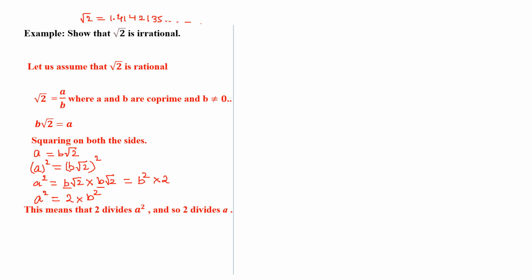When I am telling 2 divides 8, 2 divides 8, what does it mean? It means 8 is a multiple of 2, and you can see that 2 into 4 is equal to 8. Then only 8 is getting divided by 2. Here also it is written 2 divides a. It means a is a multiple of 2.